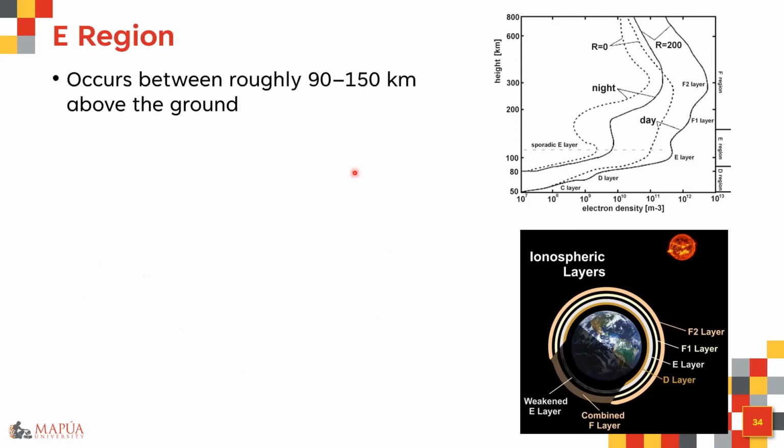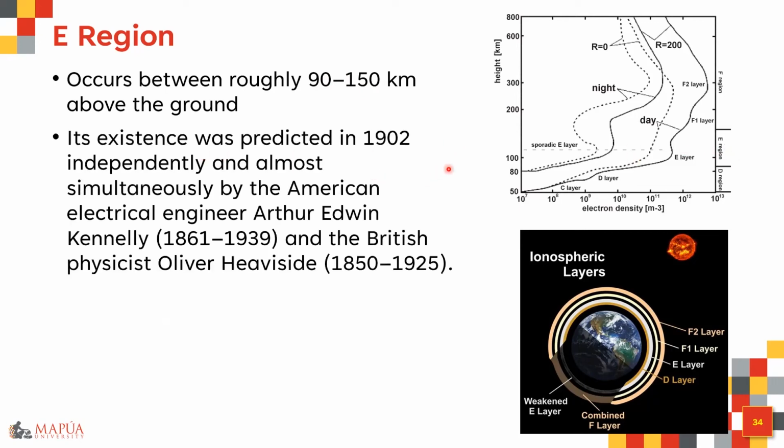The E region is roughly around 90 to 150 kilometers above the ground. This is actually the first layer of the ionosphere that was detected or discovered. It was predicted by Edwin Kennelly and Heaviside. That's why sometimes we call this layer the Kennelly-Heaviside layer.